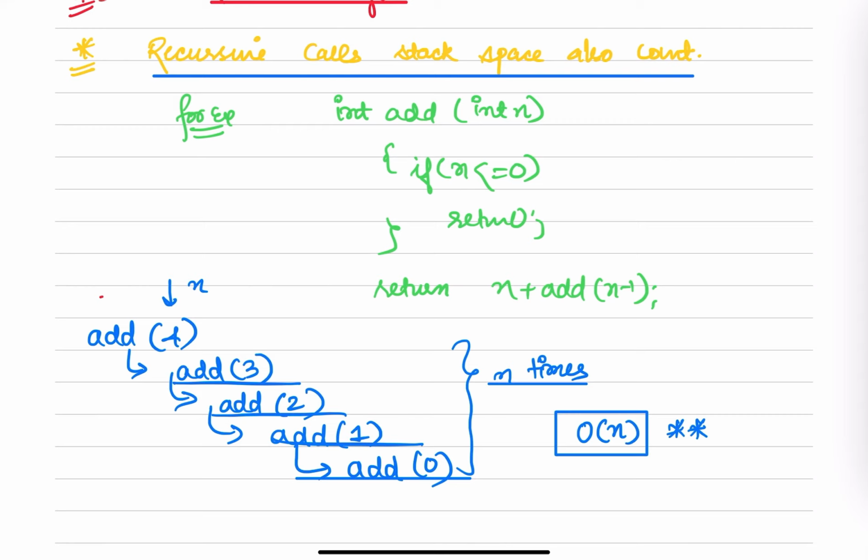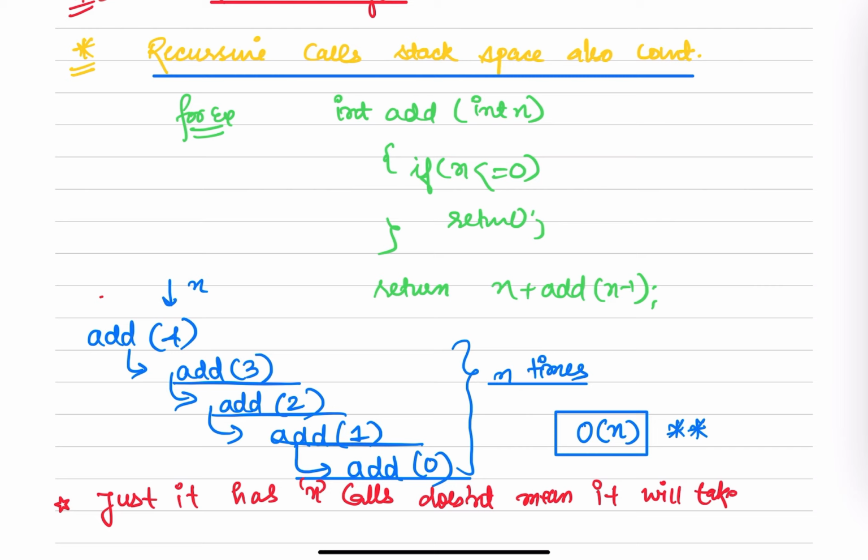But we need to remember that just because it has n calls doesn't mean it will take O of n space. Very important point to remember, you will make a mistake here. So just write it: just because it has n calls doesn't mean it will take O of n space. Don't make a thumb rule that if it has n calls it will have O of n. No, it doesn't go that way.